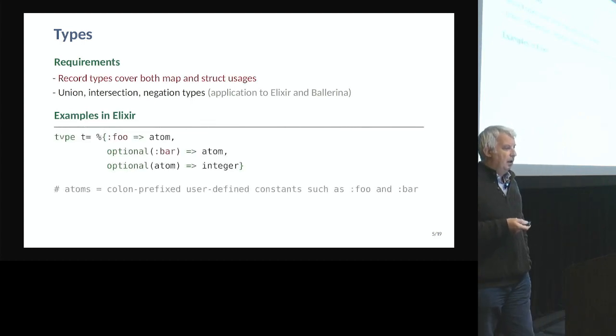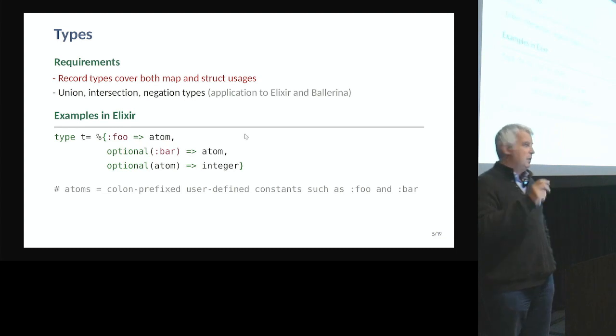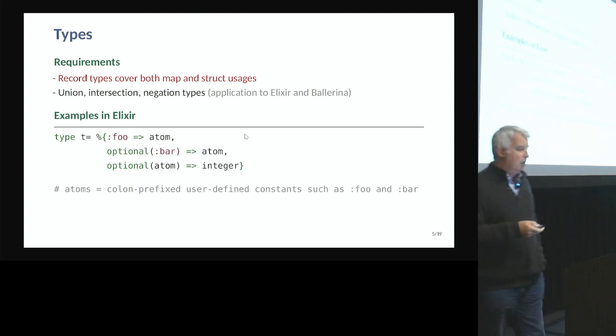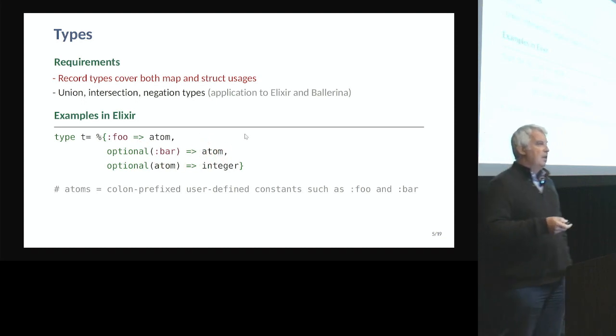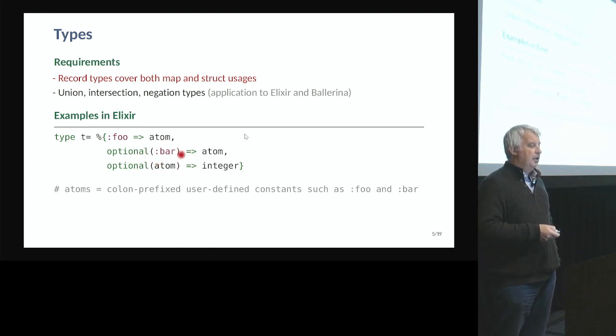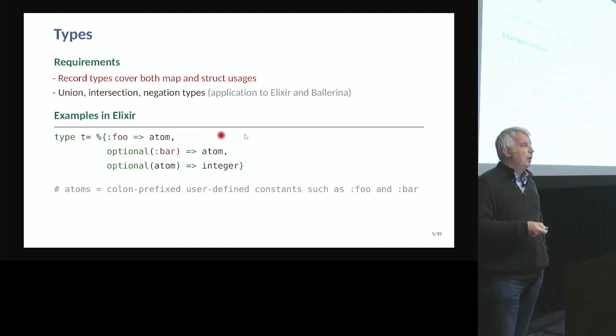In Elixir, you have this kind of type in which you have a record that maps the atom foo to atom. In Elixir, an atom is just a user-defined constant with a colon before. You have an optional field bar that is mapped to atom, which means if a field for bar is present, then it is mapped to an atom. And any other atom that is neither bar nor foo must be mapped into integer if present. Okay? And this is an example of mixed usage because the first two are typical of structs. The third one is typical of maps.